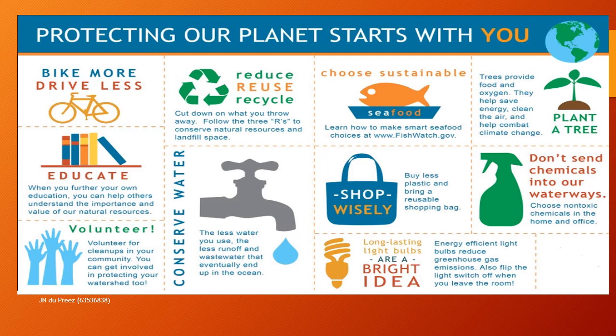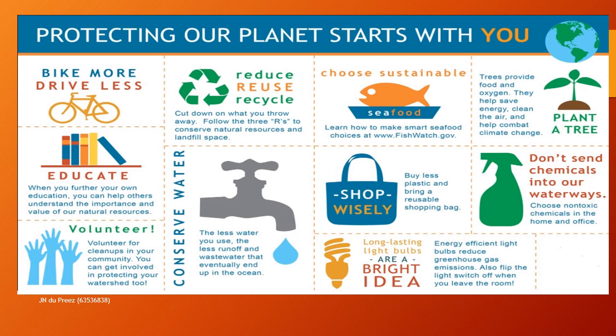We can reduce, reuse, and recycle. That is referring to the 3 R's, of course. Cut down on what you throw away. Follow the 3 R's to conserve natural resources and landfill space. Reduce means we can reduce the amount of plastic that we use. A lot of shopping centers have already gone in the direction of adopting paper bags and paper cups. We can reuse the plastic that we do in fact use. After we've finished a Coke or a Sprite, we can wash that plastic bottle, put it in our cupboards, and use it as a water bottle. And then recycle, of course, as well.